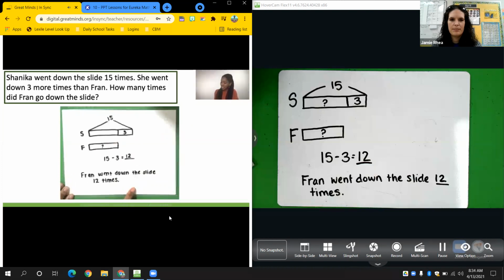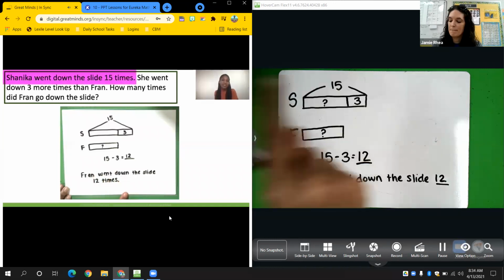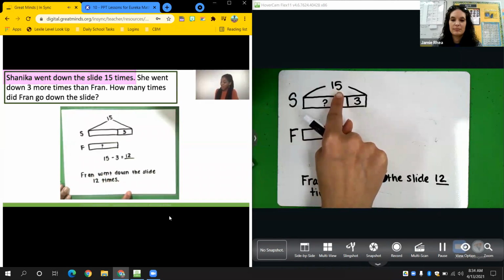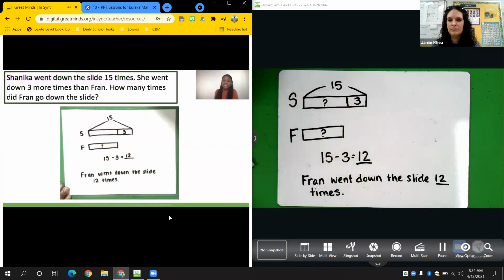Well, mathematician, take a second to look at my work. Compare it with yours. Looks the same. Let's read through the problem together, and I want you to point to where on my tape diagram you see that information. Shanika went down the slide 15 times. Can you point to where you see that I represented Shanika and how many times she went down the slide? Yeah, I represented her total right here.